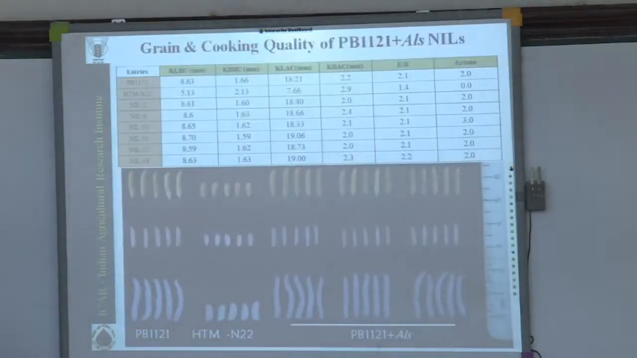So these are the quality features of the newly developed lines. They are as good as 1121 or 1509 for that matter.